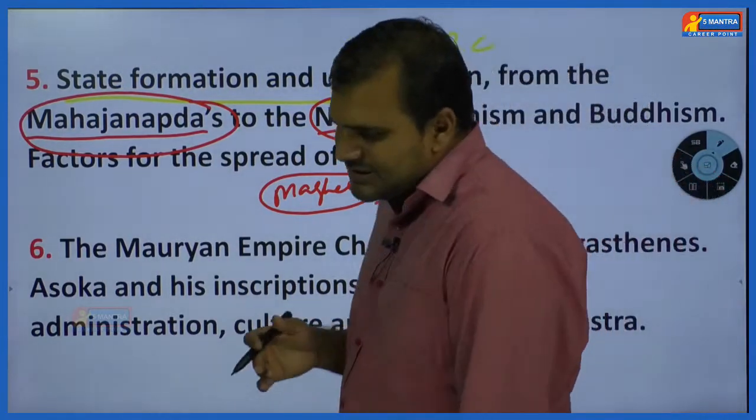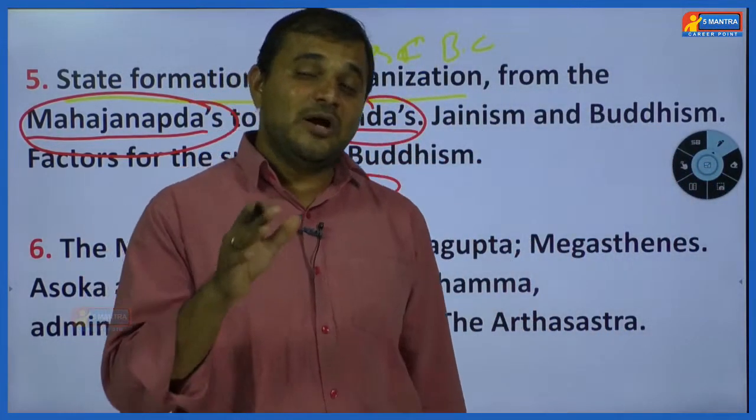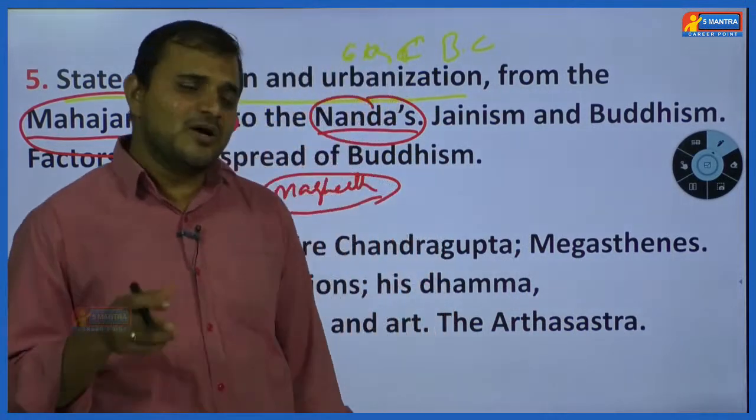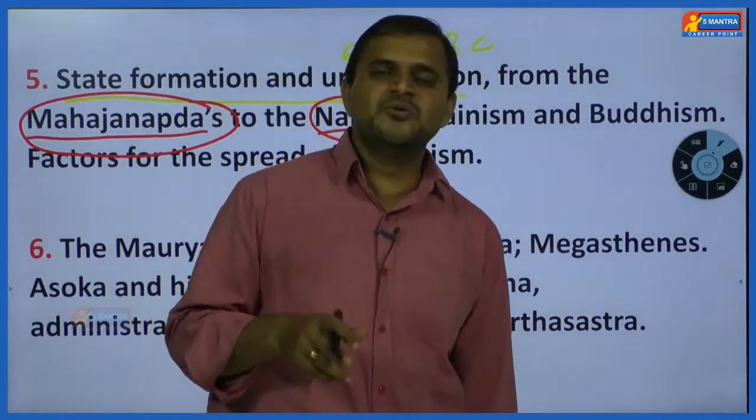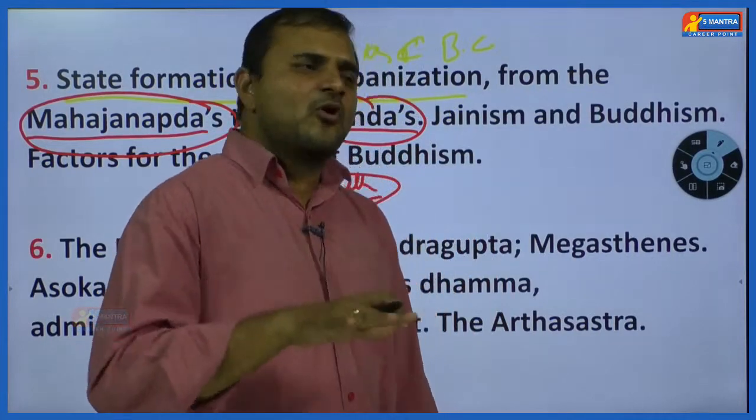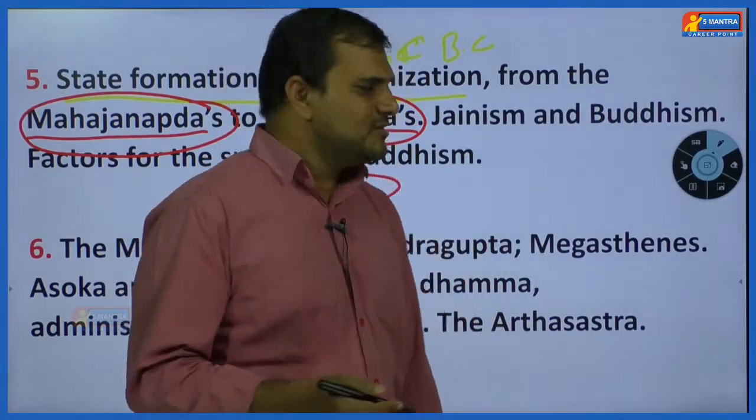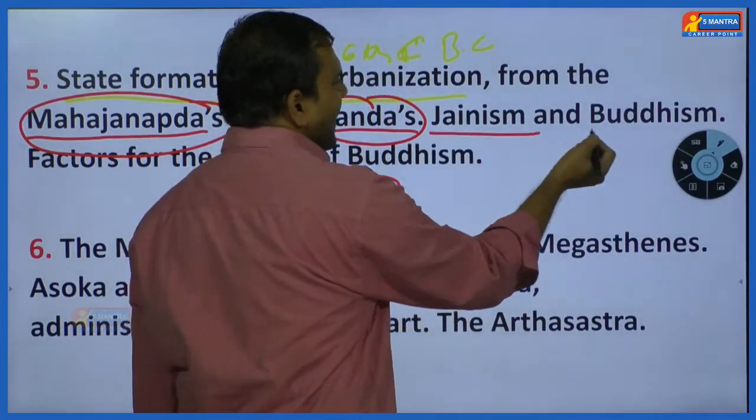And during 6th century BC, 62 heterodox movements were started. Out of 62, only 2 became religions. That is Jainism and Buddhism.